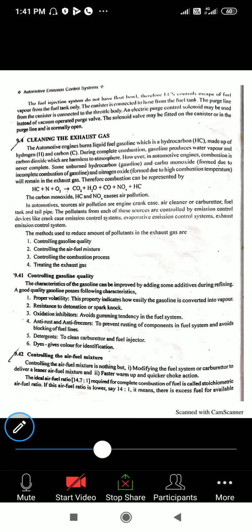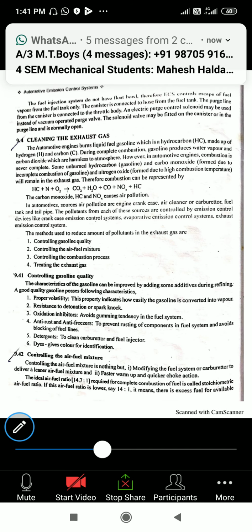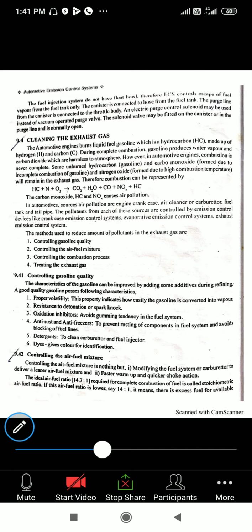For that reason there are control methods and systems for controlling the exhaust gases in very large quantity, and some purification methods are used for purifying these gases. Not 100% pure, but about 40 to 60% is purified, and the remaining gases are released into the atmosphere. That also we are going to study.